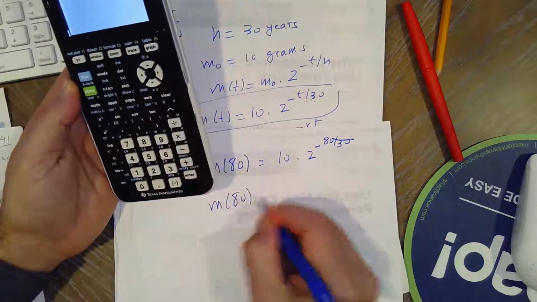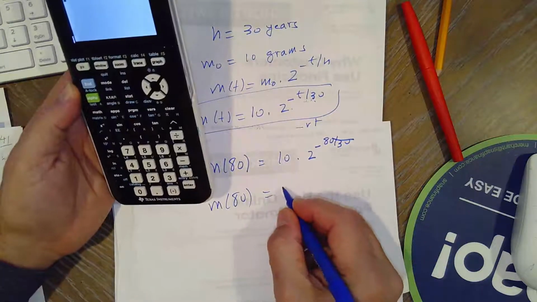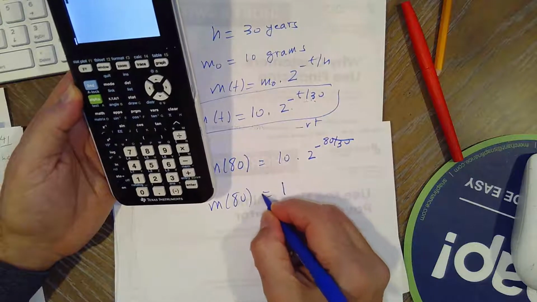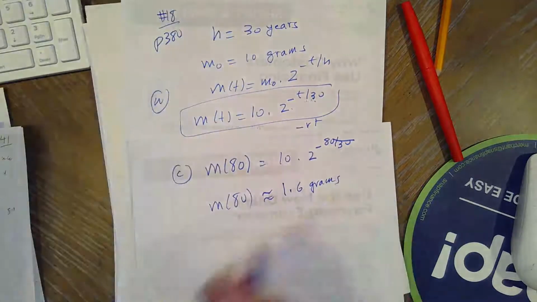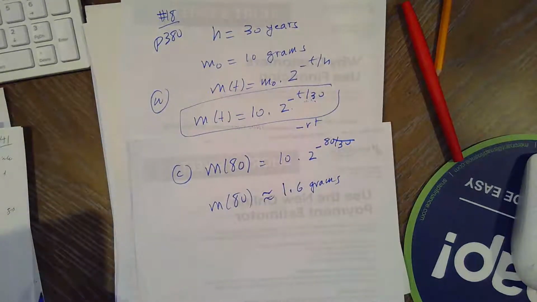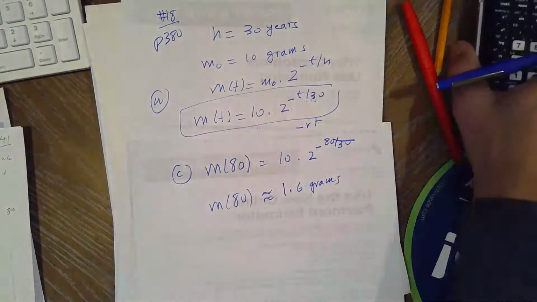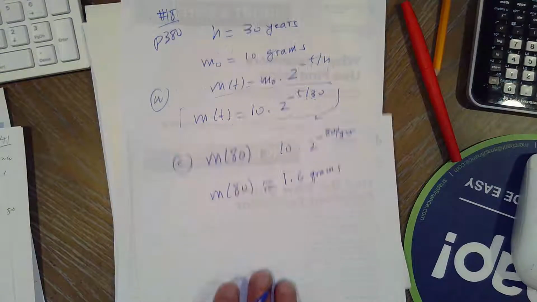And we started out with 10 grams. After 80 years, it would be about 1.6 grams. It depends on how many decimal places you want. I just rounded off to 1 decimal place. I mean, you could do 3 or 4 like I did in the notes.